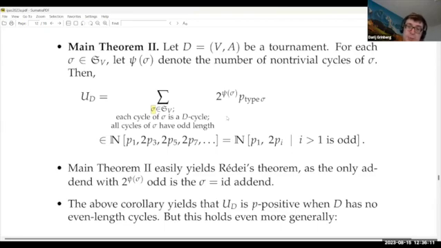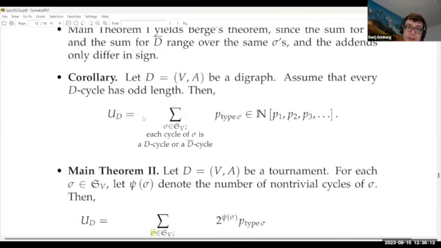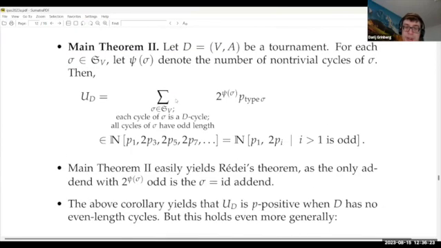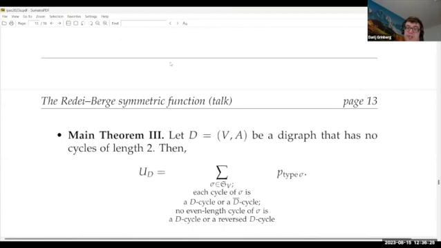Now, let's say a few more things about p-positivity. So this corollary says that UD is p-positive if every D cycle has odd lengths. But actually, it's p-positive in various other cases too. So here is a more general case where it's p-positive. It's p-positive when the digraph has no cycles of length 2. Go figure. As this is not a condition I expected to see anywhere. This is a strange condition.